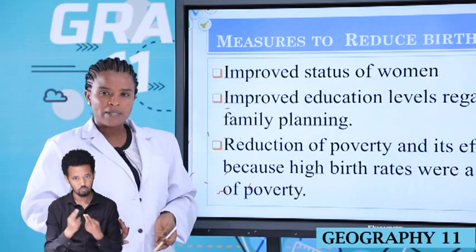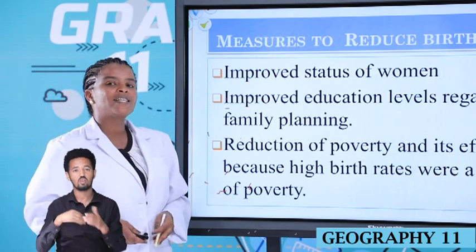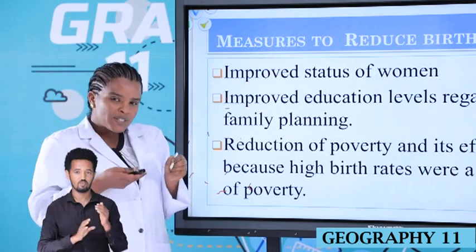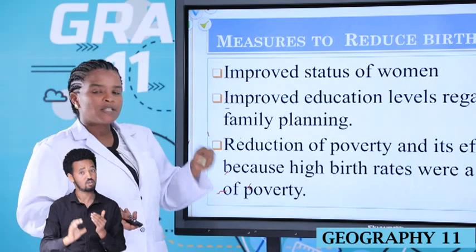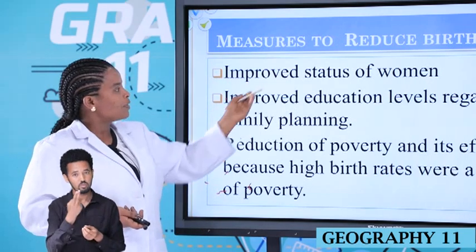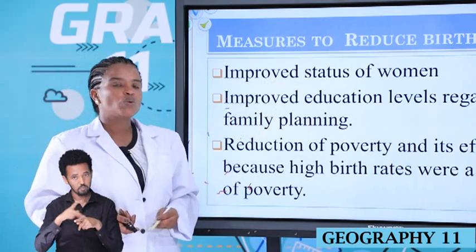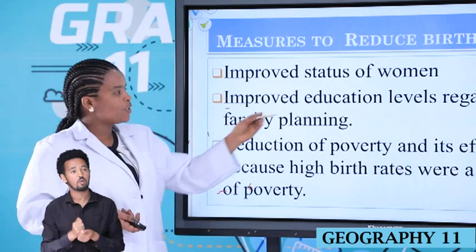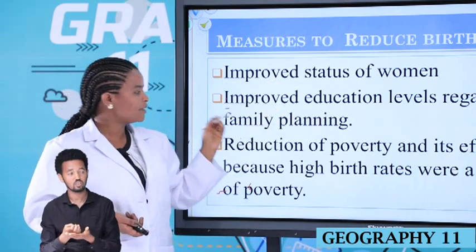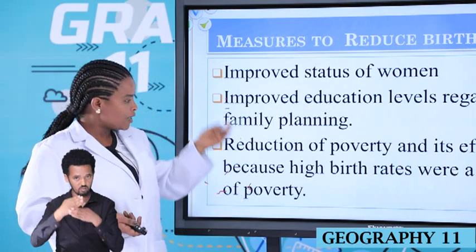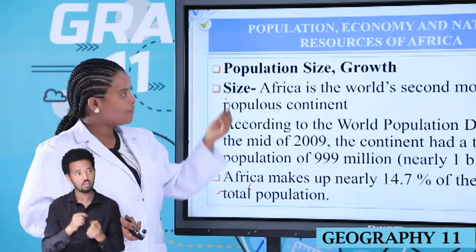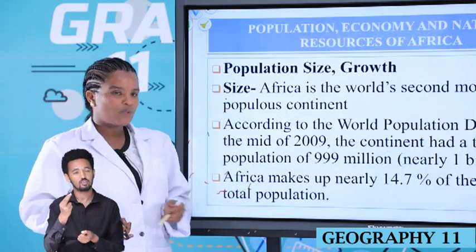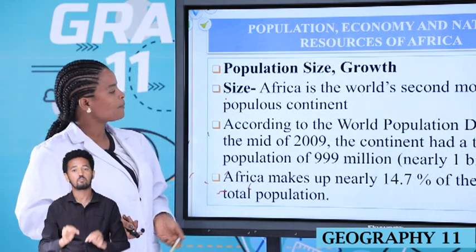Measures to reduce birth rate. As we have seen, in Africa there is a high fertility rate. To reduce this birth rate, it is better to practice improving the status of women, improving educational level regarding family planning, and reduction of poverty. These are some measures of reducing fertility.